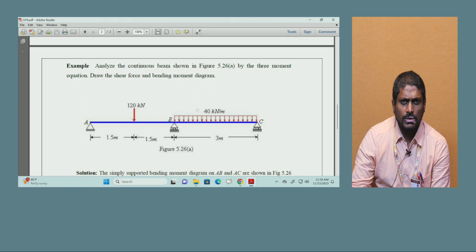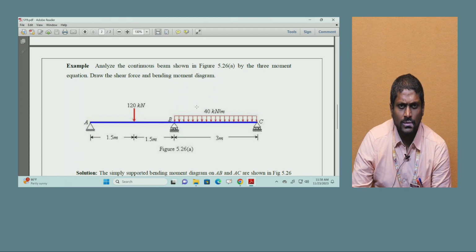Of course, this problem I will continue and discuss in the next class. As of now, I have explained the typical procedure of the method.